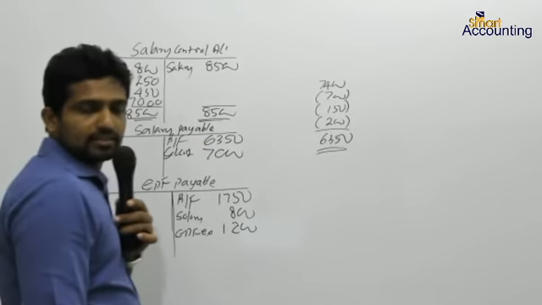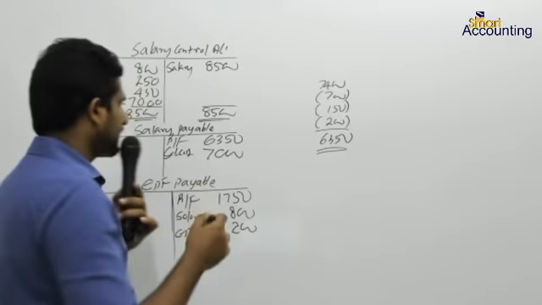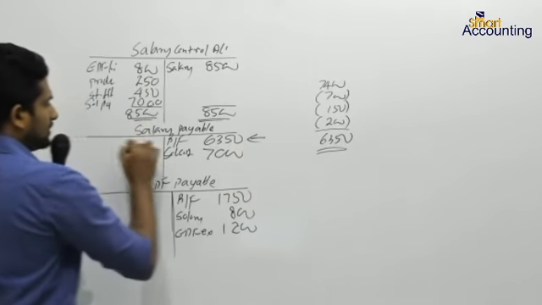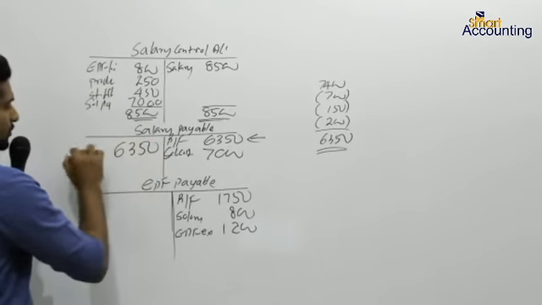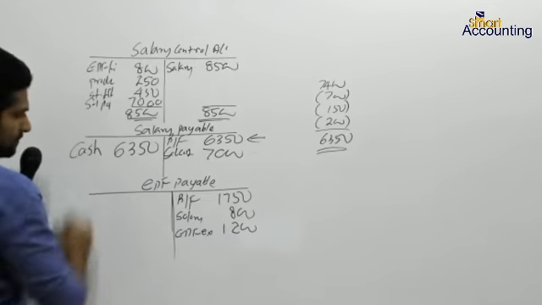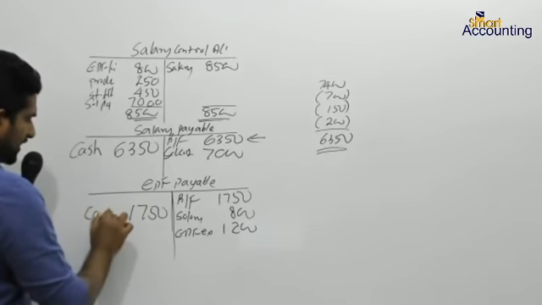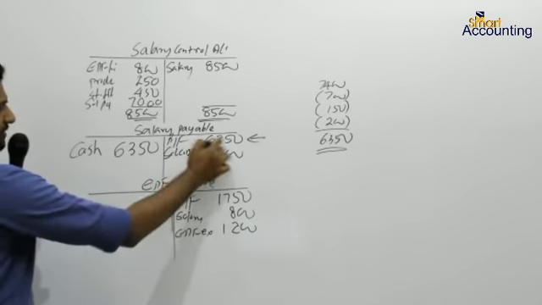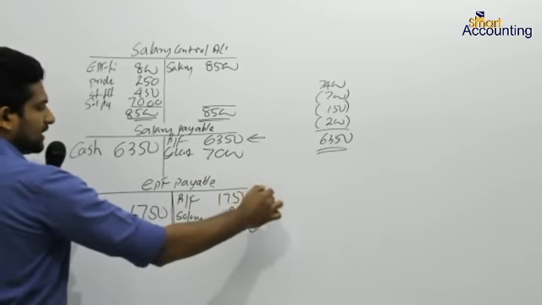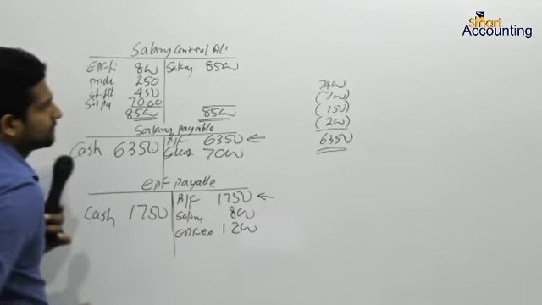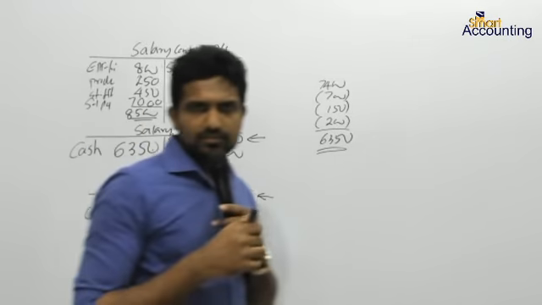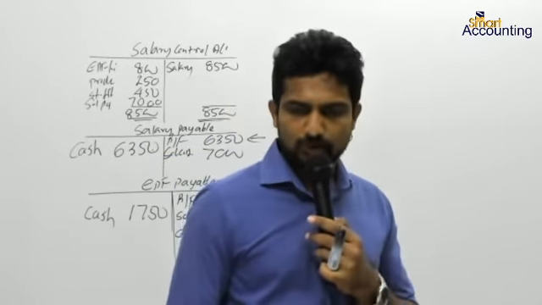And don't forget, within this month they should have paid this salary. This 6,350 should have been paid in cash. This 1,750 also should have been paid in cash. This is the payable amount at the beginning of the period that should have been paid within this month. These are the accounts they ask you to prepare. Right.